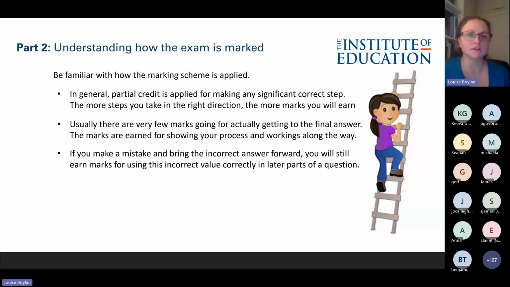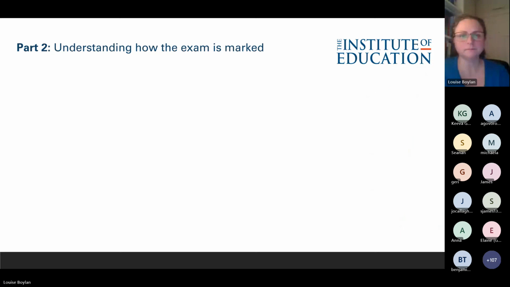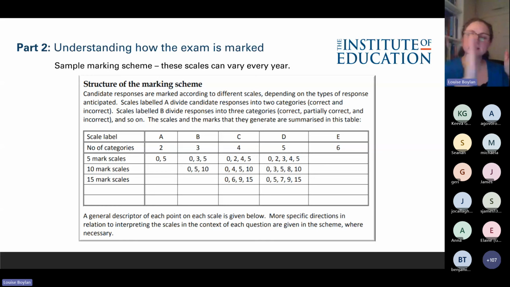OK, so we're going to look a little bit more into the marking scheme now. So sample marking scheme, right? So it's done in these kind of scales. So say it's a 5-mark question. It can be broken down as 0 or 5. That's what we call a hit or miss. It's either right or it's wrong, right? There's no attempt marks there. That would be something like a true or false question, right? There's only one possible correct answer.